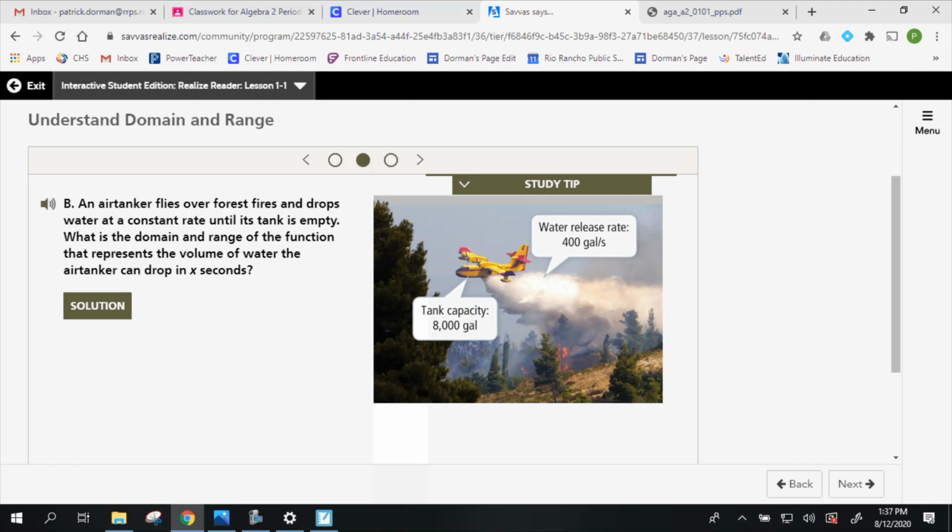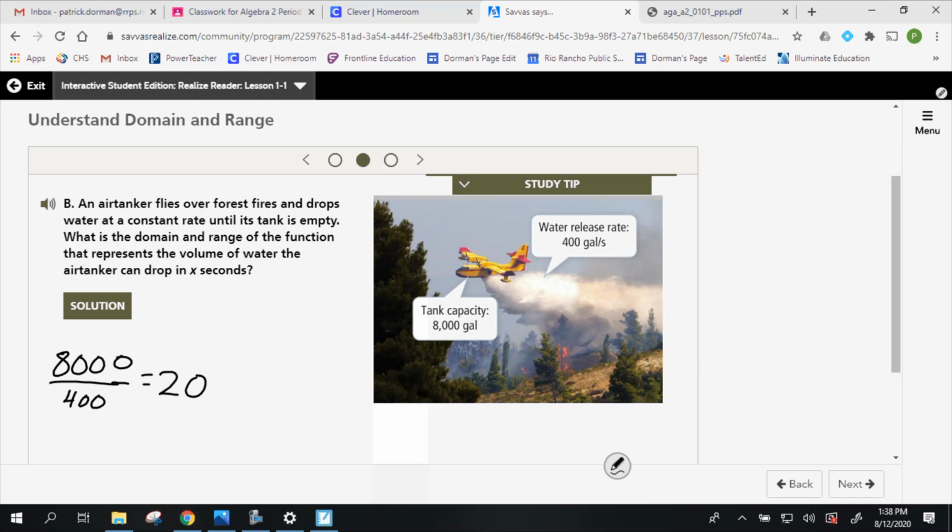So the first thing I'd like to know is how long does it take to dump all the water, right? And the way that we can find that is by dividing 8,000 by 400, right? And that's going to tell me how many seconds it takes for the thing to be empty. So I looked at 8,000 divided by 400, and it turns out that that is 20. So what that means is it takes 20 seconds for this thing to have 0 gallons of water in the tanker. All right.